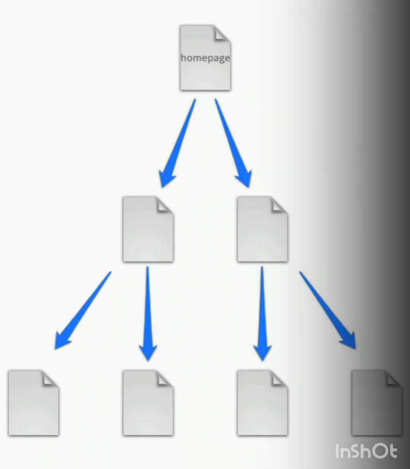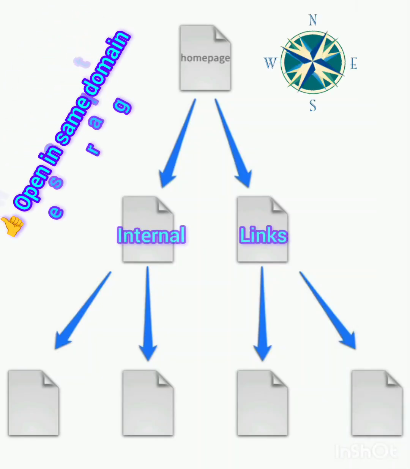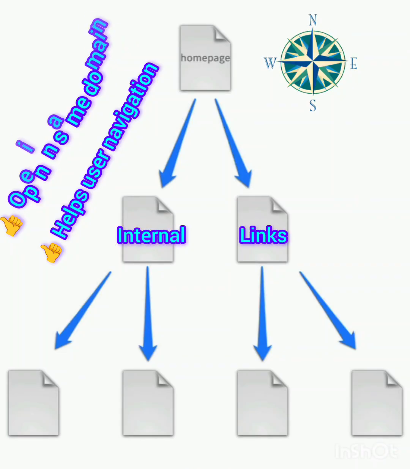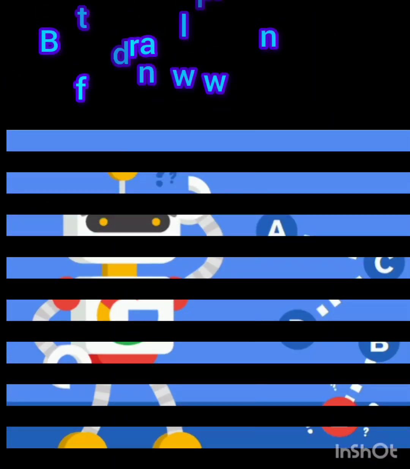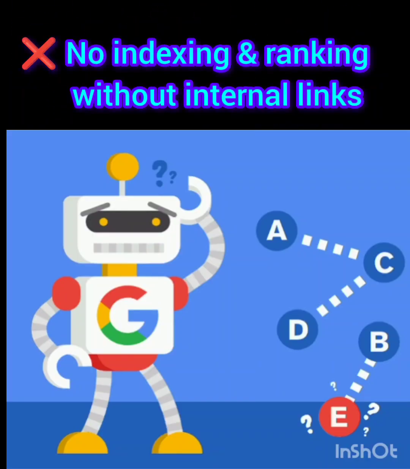As I mentioned earlier, internal links open within the same domain to help users navigate your site and see a clear information hierarchy. So search engine bots crawl on these established links to discover new pages on your site. If any of your pages is not linked to an established link, it may not be indexed and ranked.